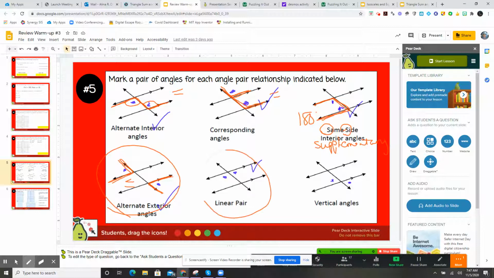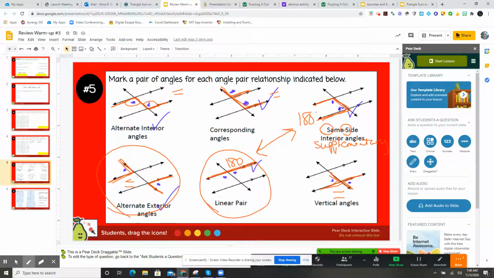What about the linear pair? These guys down here, do they equal each other or equal 180? They equal 180. They make that straight line, so they're going to add up to 180 degrees. Notice that these are the only two that add up to 180. And then you've got these two vertical angles that are kind of kissing each other. Those are going to be equal, okay?